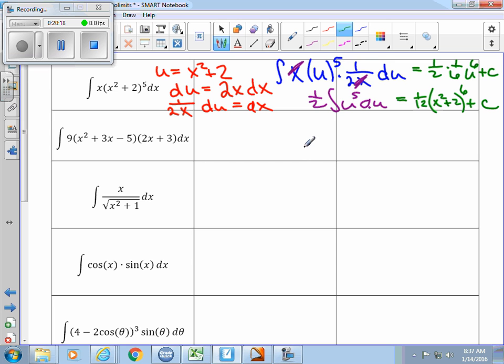We are very new at this. There's lots of room for error. What should you do at this step? Check it. Check the derivative really quick. 6 times 1/12 is 1/2. (x squared plus 2) to the 5th power times 2x. What happens to the 2 and the 1/2? They cancel, giving you 1, so I end up with x times (x squared plus 2) to the 5th power. I did a good job.